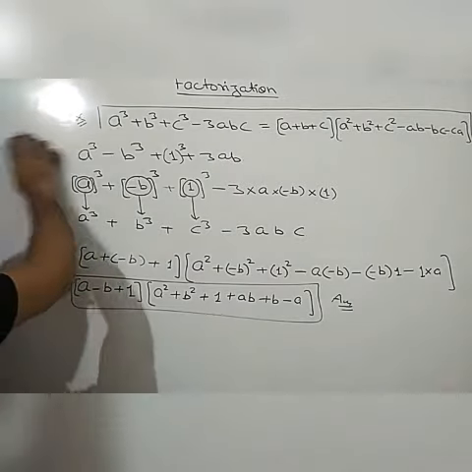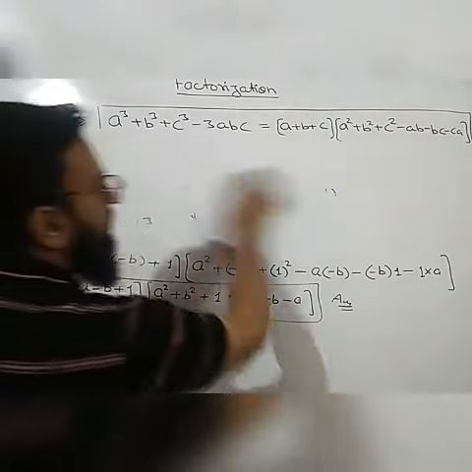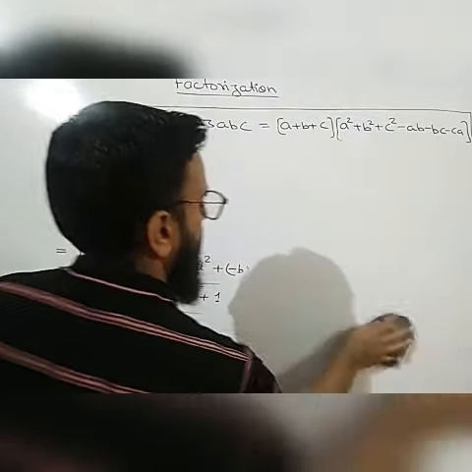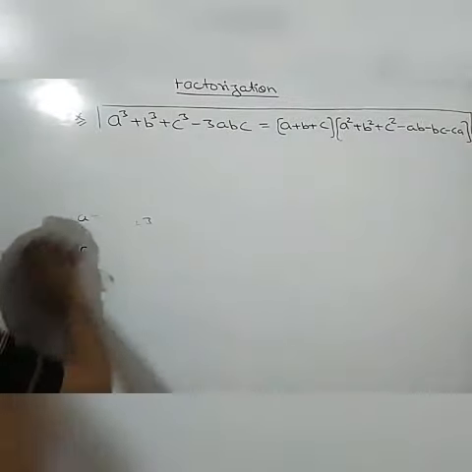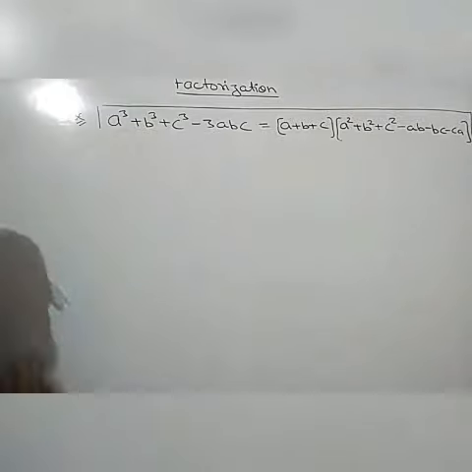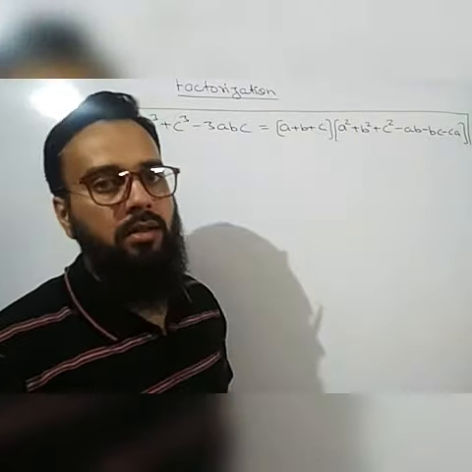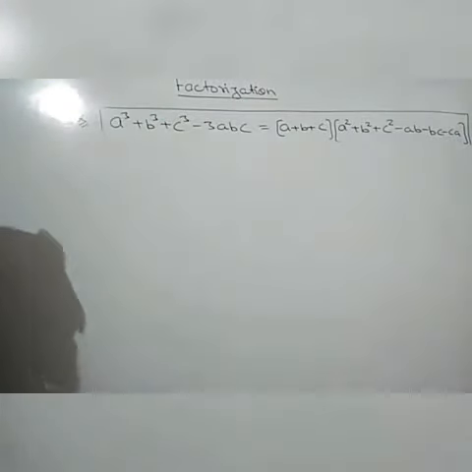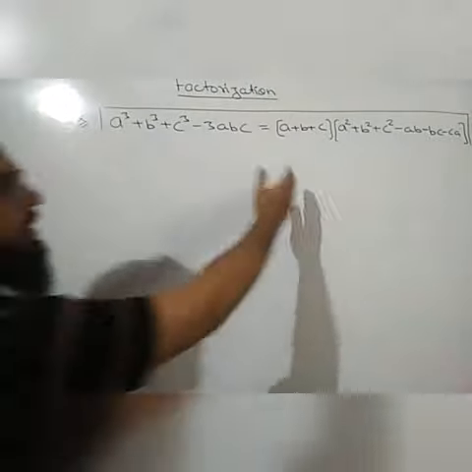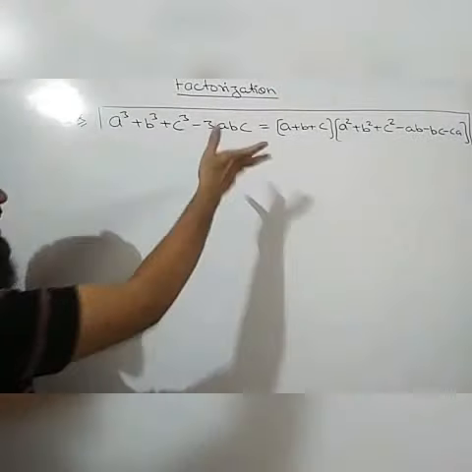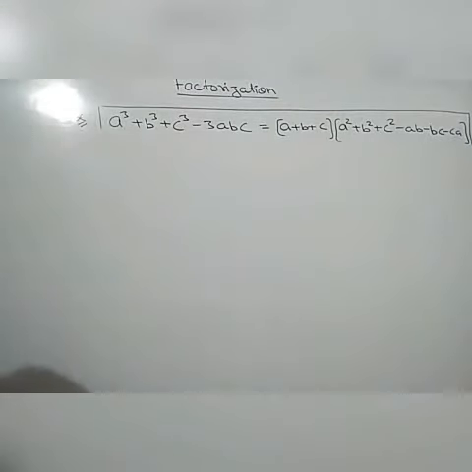Now the next type of question. Sometimes we may be given the factors, meaning these two terms, and we have to multiply both the factors. For the multiplication, it is a long process if we multiply it directly. But if we use this identity, it will be very simple. So let us solve one question.